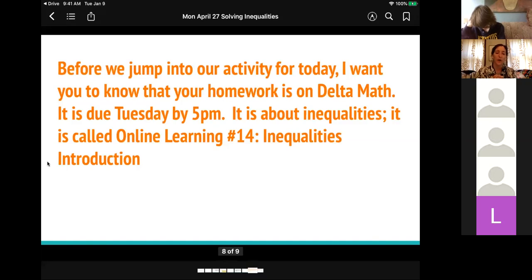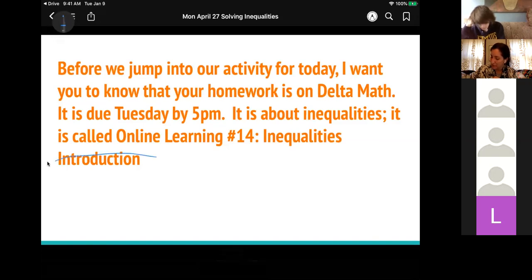But it's the inequalities. Oh, I think I changed that. I think I changed it to called Inequalities Part 1. So I'm trying to make things more streamlined. Inequalities Part 1 is what I think I called it on the PowerSchool.